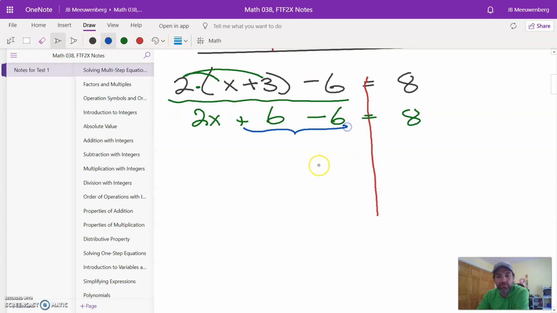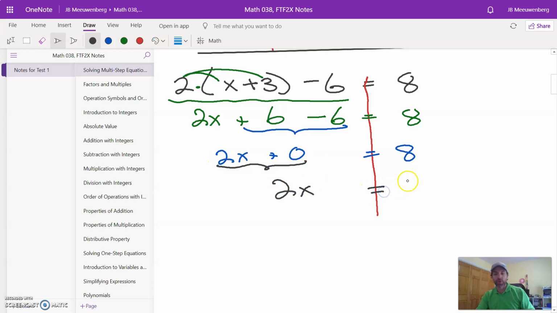Look at this stuff. We have opposites. Positive 6, negative 6. Plus 6, minus 6. When you add opposites, you get 0. 2x plus 0. I'm going to write it, even though you might not initially. So we know that that additive identity comes into play. Right? When you add 0, you just are left with what you started with, 2x.